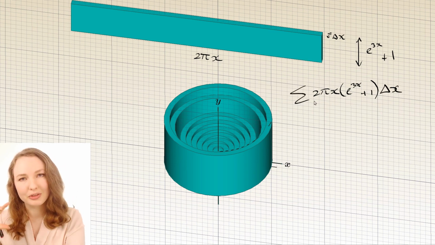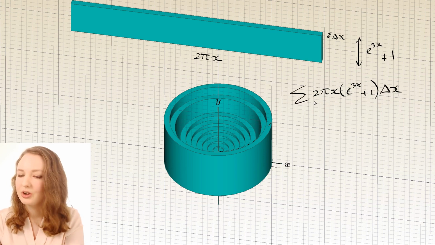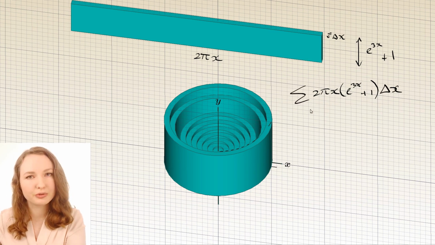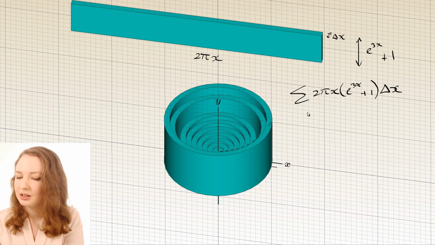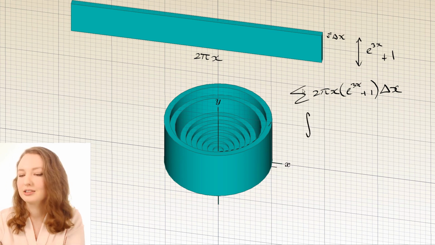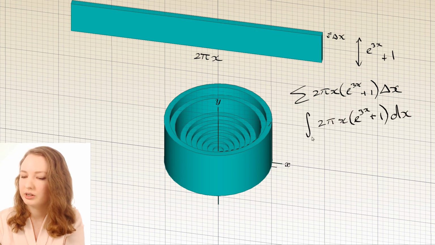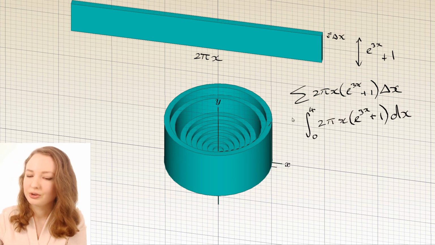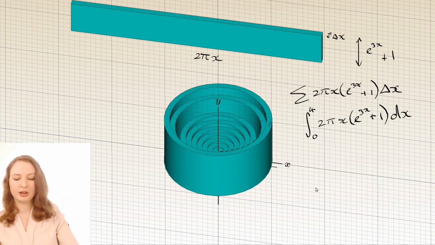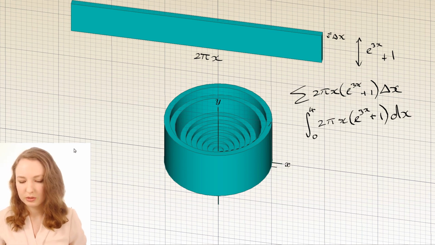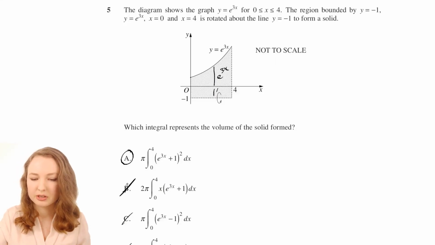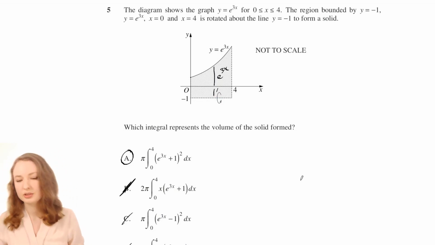And then if we're thinking about the limit as delta x tends to 0, or as the number of cylindrical shells increases, we just write long S instead of sigma. And dx instead of delta x. And x is running from 0 to 4. So that would give you the volume of that shape. Which is why B is wrong, because it's rotated around the y-axis rather than the line y equals -1.